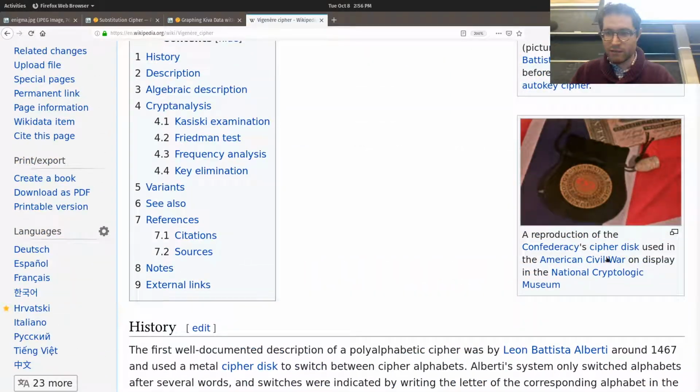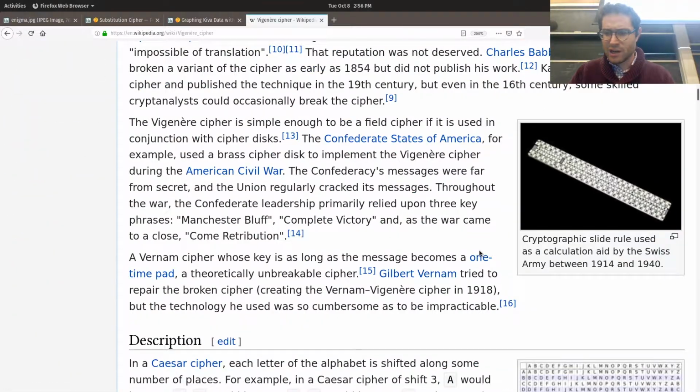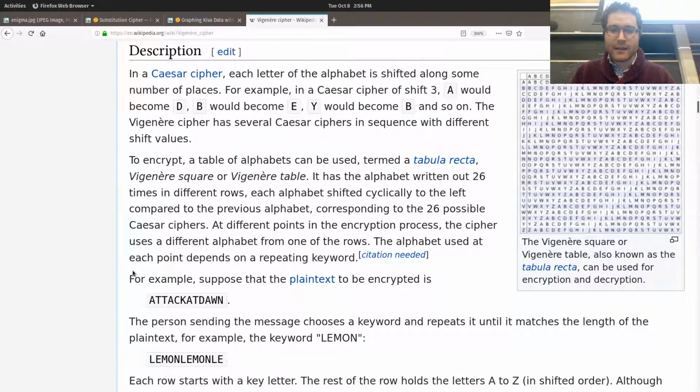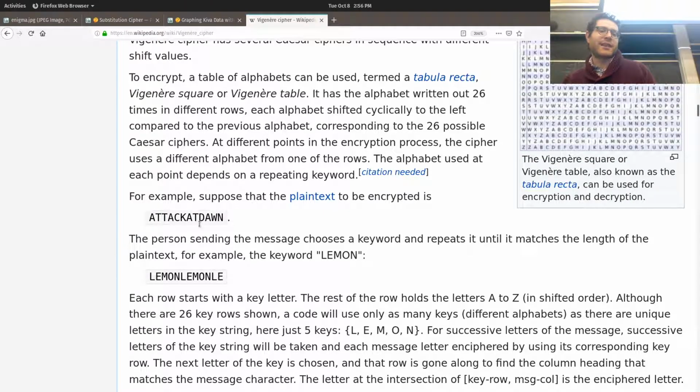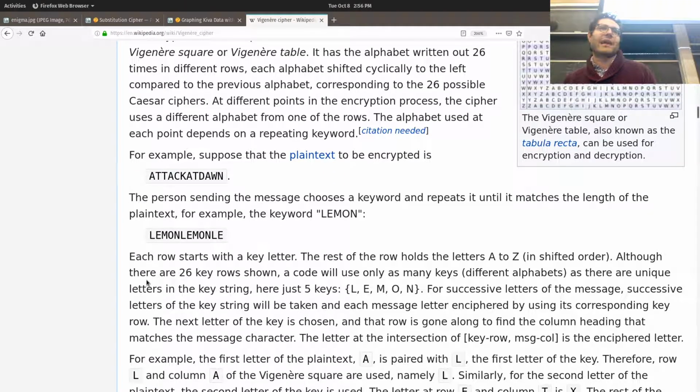Here's a reproduction of the Confederacy cipher disk that they used. The idea here is that you take attack at dawn, and then your keyword is lemon. So you spell out lemon as long as your message is. Attack at dawn is 12 letters long, so they spell out lemon, lemon, le, because that's just lemon twice, and then le. You make it as long as you need.